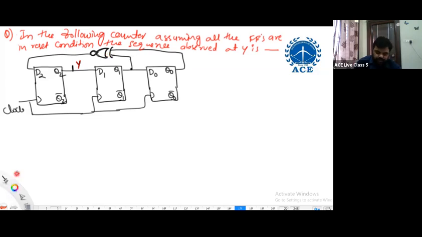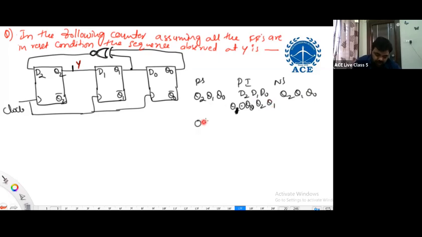What can we say here? Q2, Q1, Q0 is the present state. Present inputs, what are they here? D2, D1, D0. Again, the next state Q2, Q1, Q0. One by one, if you specify, what is D2? Q1 XNOR Q0. Check it correctly. Q1 XNOR Q0. What is D1? Q2. What is D0? Q1.